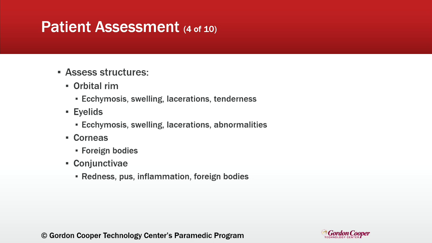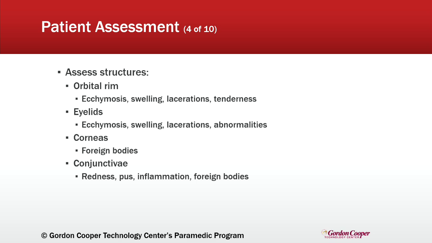Assess the following visible ocular structures as best you can, such as the orbital rim. Check for bruising or swelling, or even cuts or lacerations or tenderness around the eye area. Take a look at the eyelids for bruising or swelling or any cuts, or any unusual signs like abnormalities in shape or position.